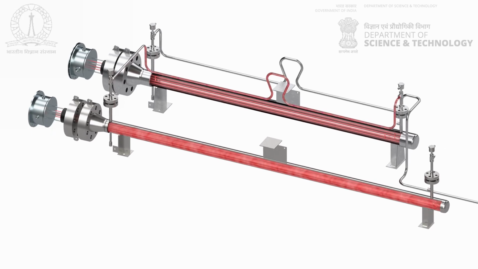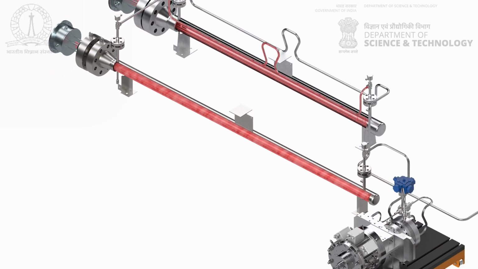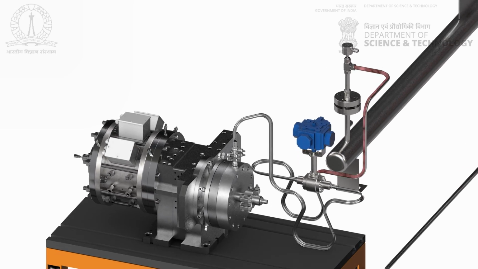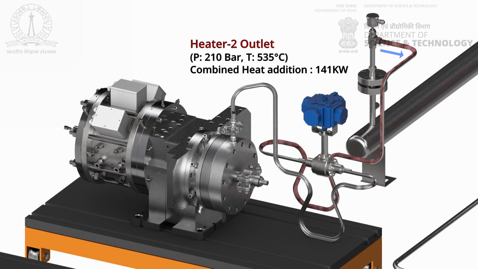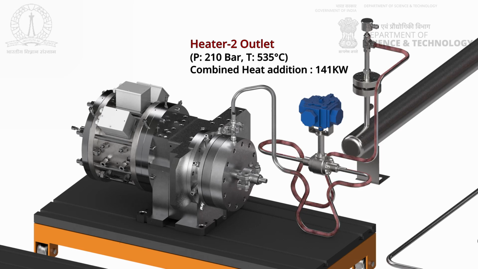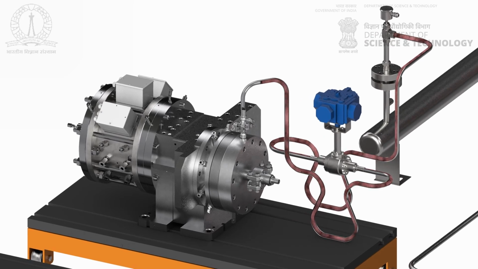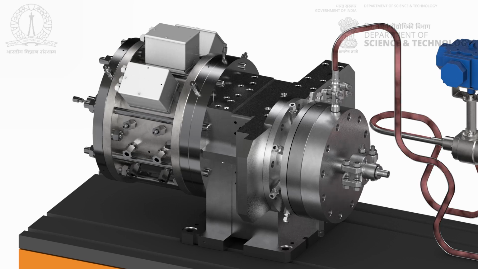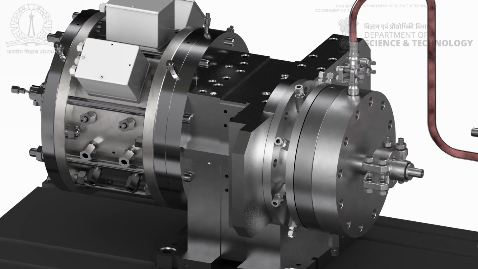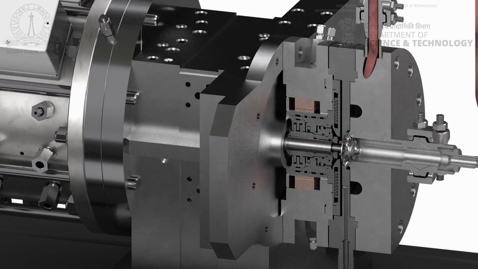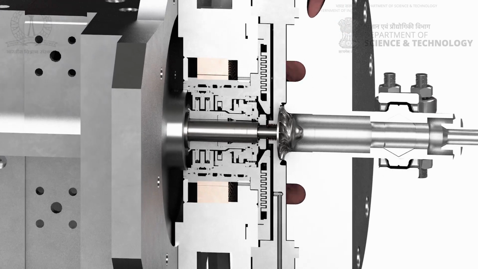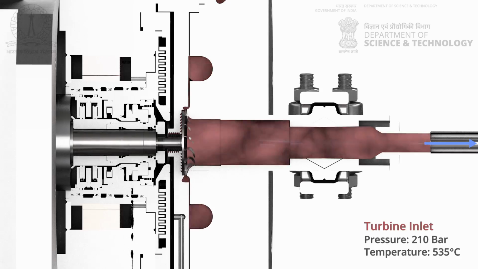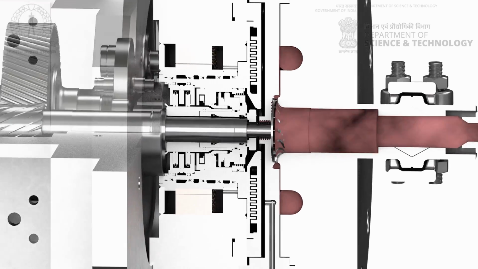The density of the high-pressure CO2 drops drastically during the process of heat addition, from 461 kilograms per meter cube to 132 kilograms per meter cube. CO2 at 210 bars and 535 degrees Celsius enters the turbo generator to generate power.